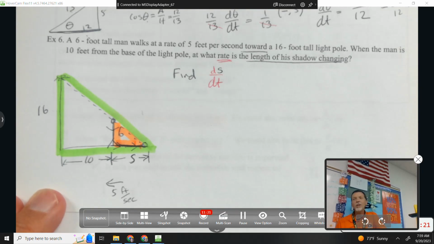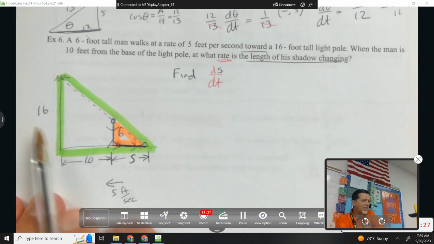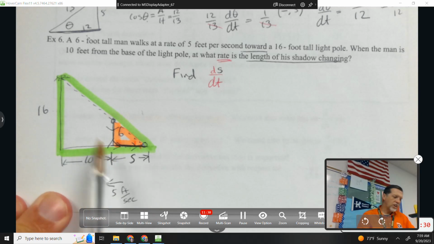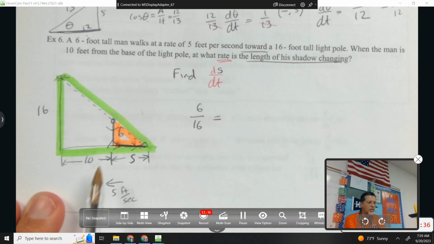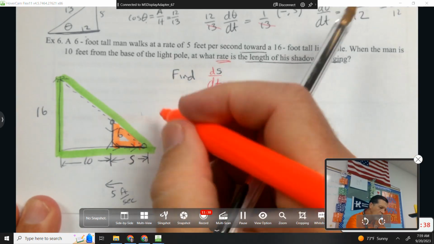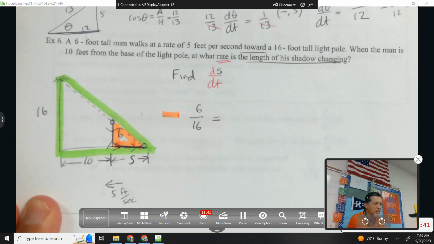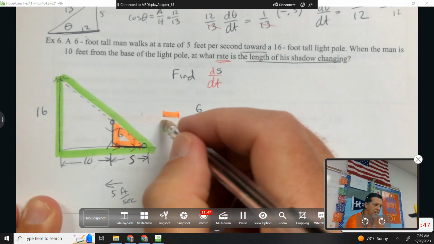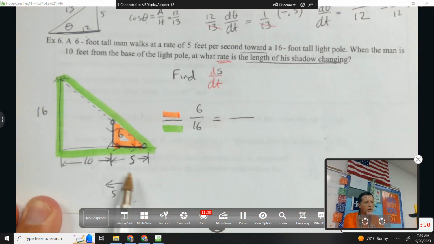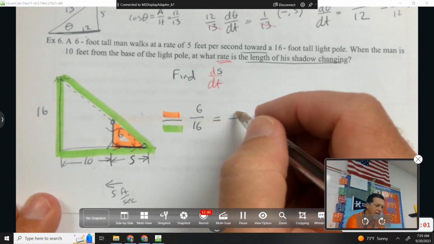And on all of these problems, you want to grab as many constants as you can. So 6 and 16, those aren't changing. So 6 to 16 equals, so that's orange triangle to green triangle, orange over green is 6 over 16. Well, what about orange over green for this side? What's the orange length down here? S, for sure.